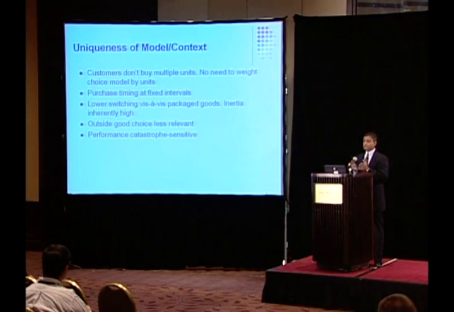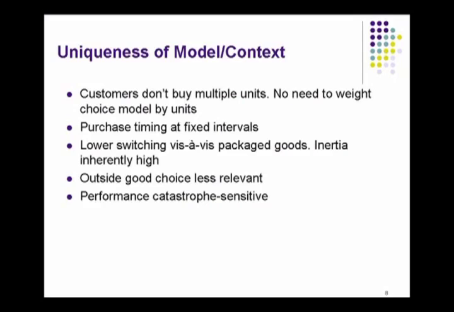And also there is very much lower switching here compared to packaged goods because people tend to only renew them when it comes to renew. And so the inertia inherently is high, so we need to capture that in the choice model. And the outside good choice is less relevant because most of the insurance is mandatory.